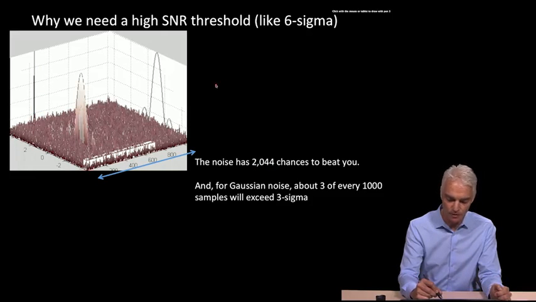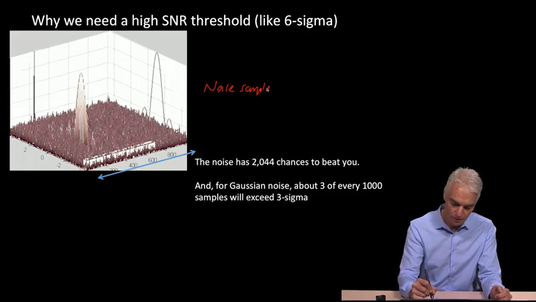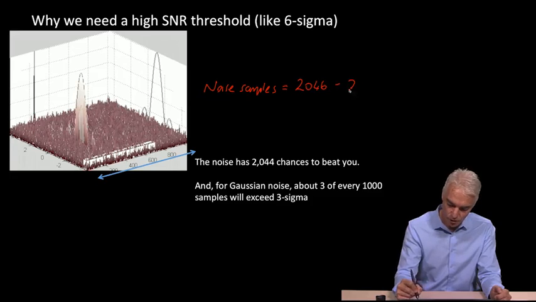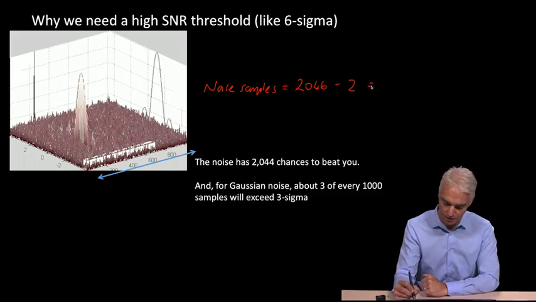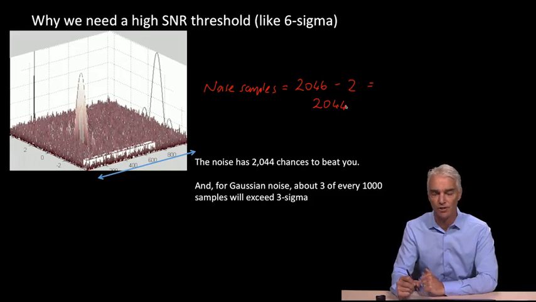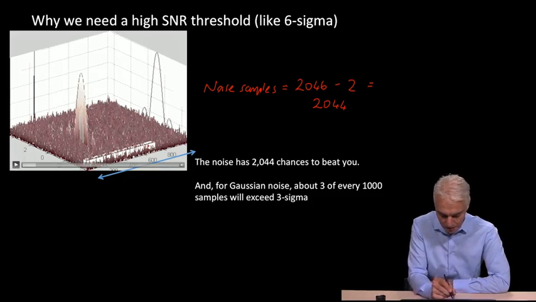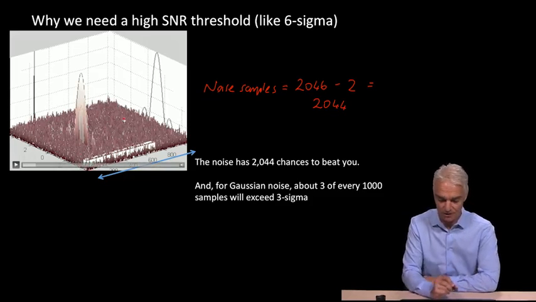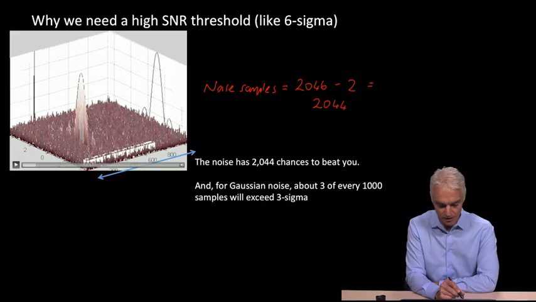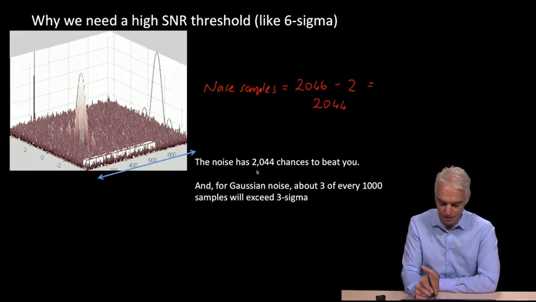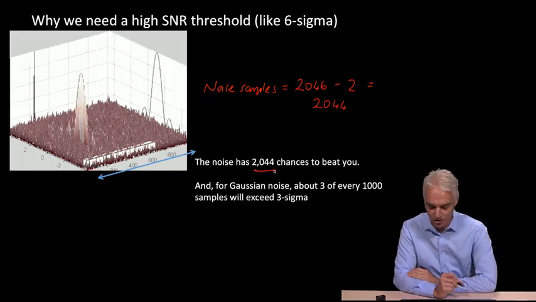But there's just 2 samples that actually fall in the triangle. So the number of noise samples is 2,046 minus 2. There's only 2 samples actually on the peak. There's our 2,044. So there are 2,044 noise samples and 2 signal samples in one frequency bin when we actually hit the signal. And when we're in a bin where the signal doesn't exist, then it's 2,046. One way or the other, the noise has over 2,000 chances to beat you.